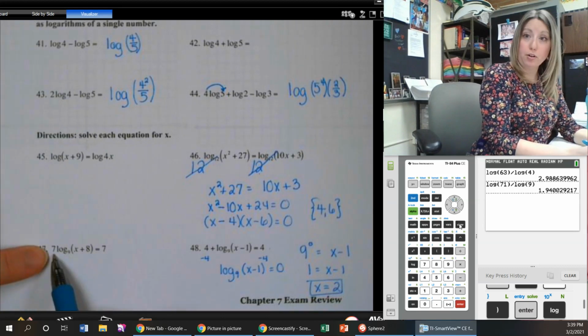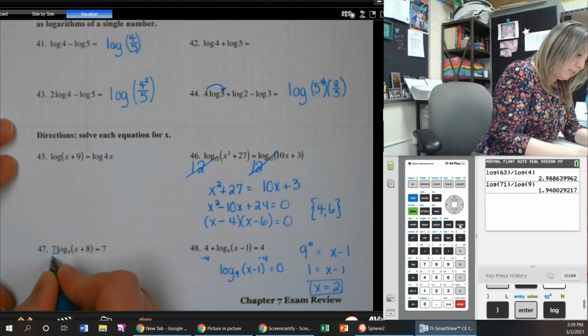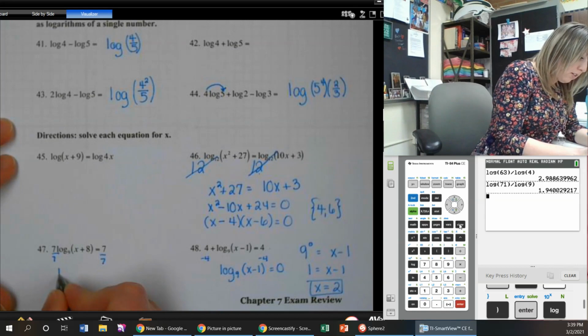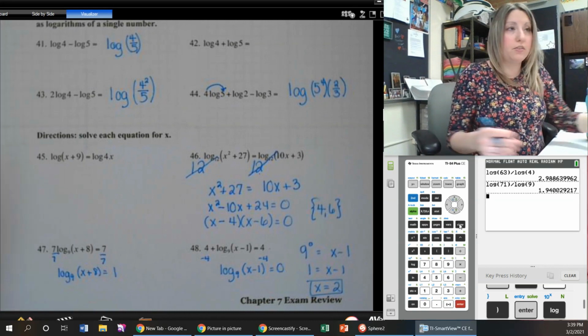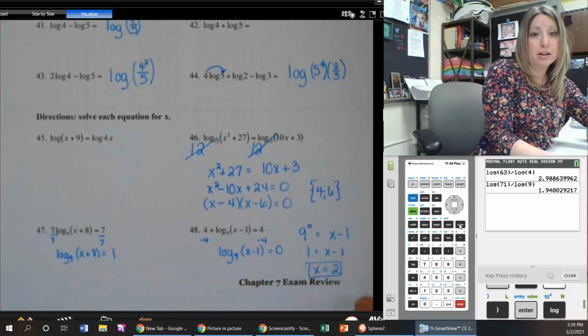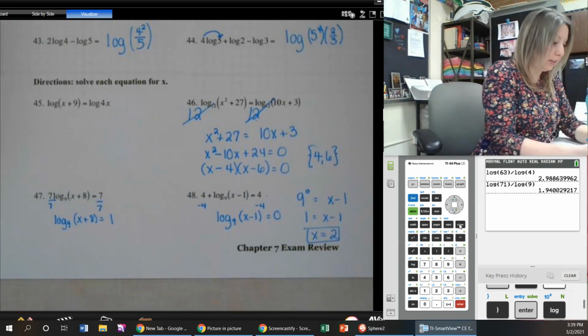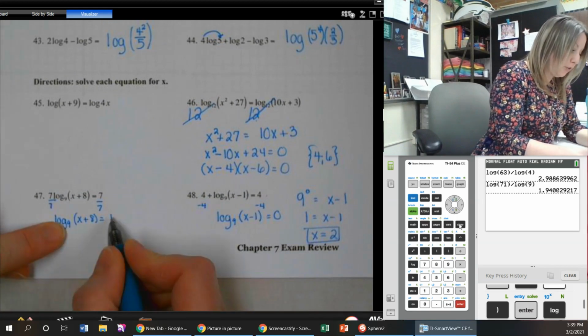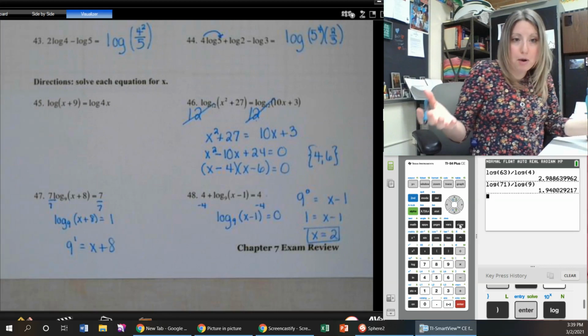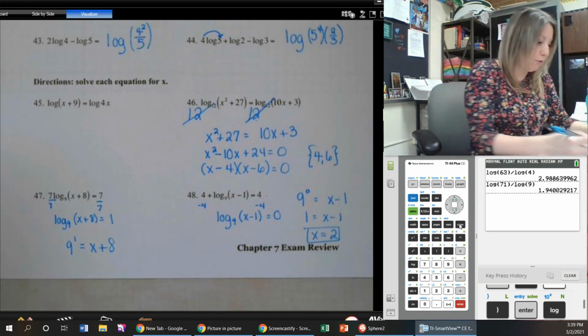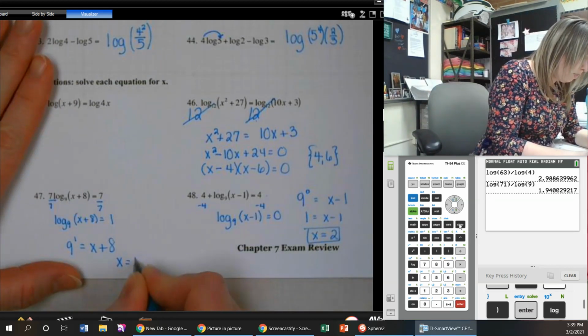If there's a number in front like this, divide it off first. You got to get that log alone first. And I'm actually going to treat this one in exactly the same manner I just did the last one. Look, you can change that back into exponential form so easily, right? It's 9 to the first power is x plus 8. Well, 9 to the first power is 9. Subtract 8 from both sides, x equals 1.